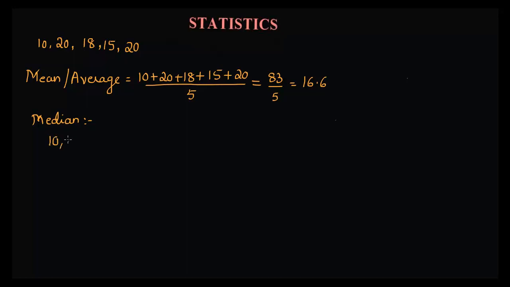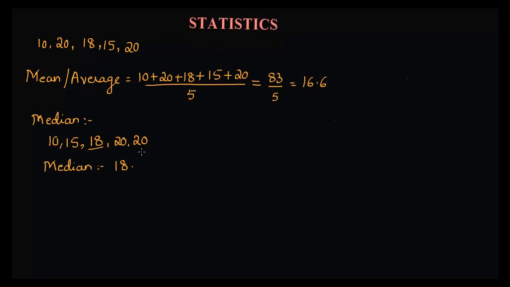10, then after 10 it will be 15, we have then 18, we have then 20, and there is one more 20. So what is the middlemost number here? The middlemost number is 18, right? So what is the median you got? Median is 18, right? So you got the median 18.